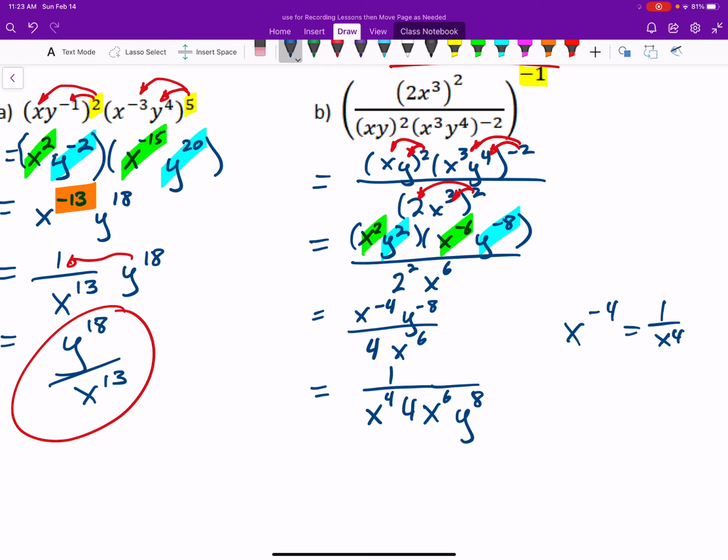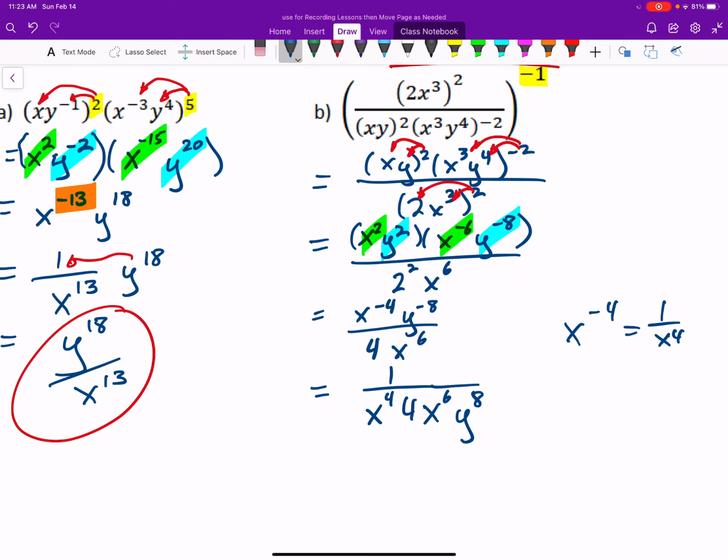So when I switch things from numerator to denominator, I can do that. I just need to change the sign of the exponent. And it works going the opposite way too. If I was to go from denominator to numerator, I could just switch it from the bottom to the top and change the sign of the exponent.